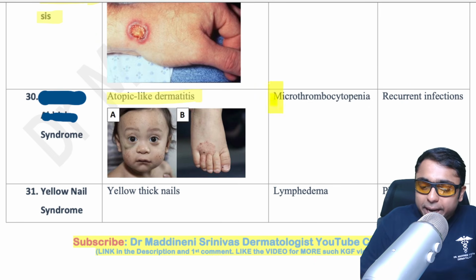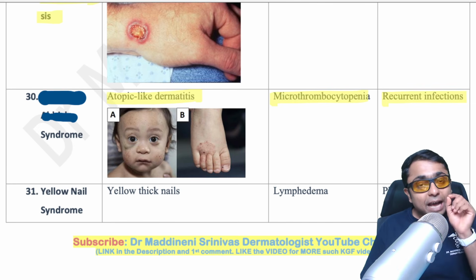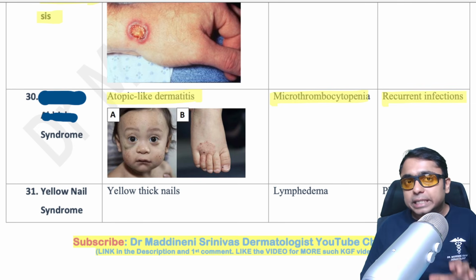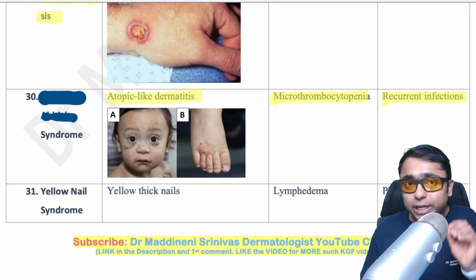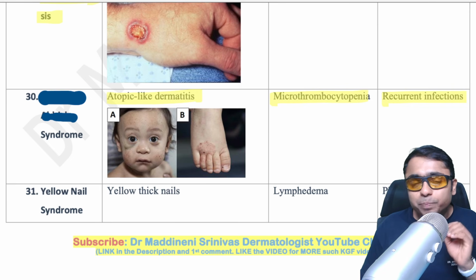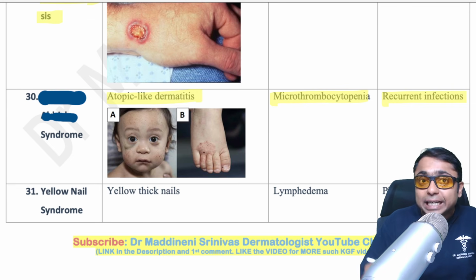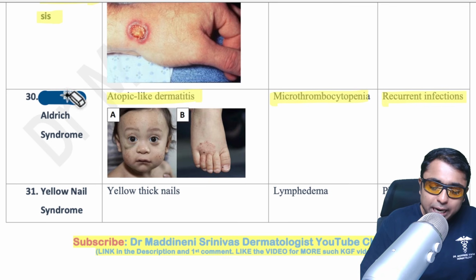So next is a triad, which we are going to have the atopic-like dermatitis in the skin, microthrombocytopenia, and recurrent infections. And I will give you one more clue. This is associated with WASP gene mutation. Can you tell what is the syndrome? If you have thought of it as Wiskott-Aldrich syndrome, you are absolutely correct.